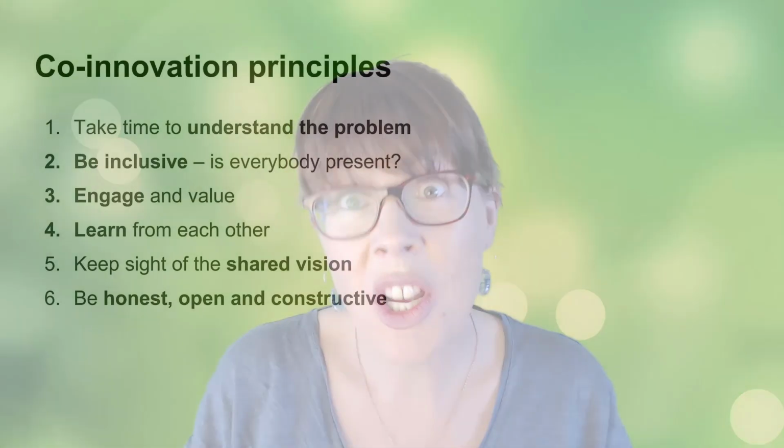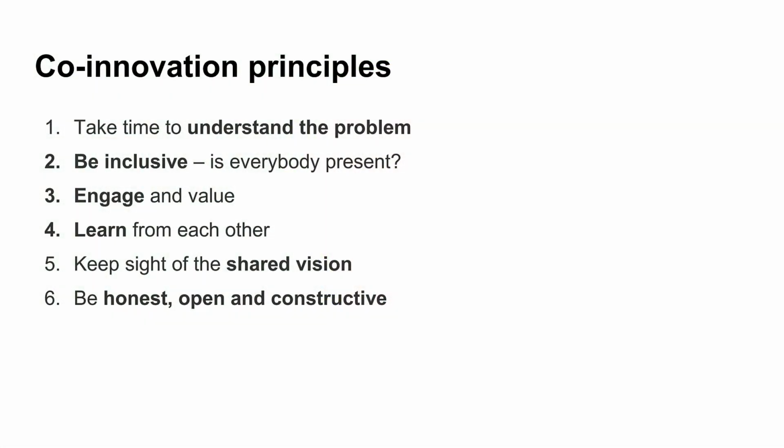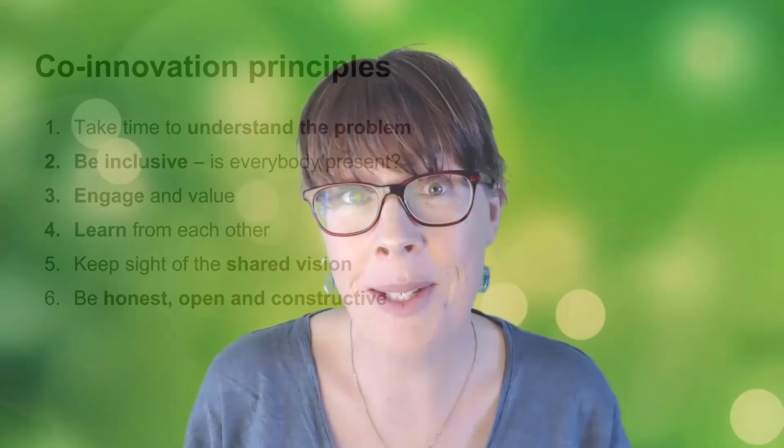Principle number 6 for co-innovation is to be honest, open, and constructive in our interactions with the other participants. We're in this together, and we need the collective wisdom of the group to solve complex problems. Otherwise, we could have fixed it individually a long time ago.